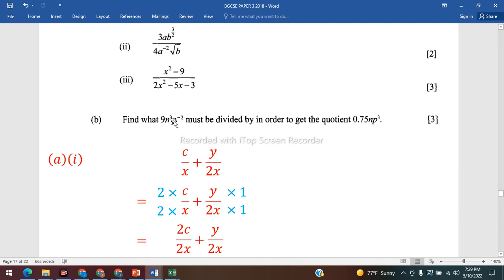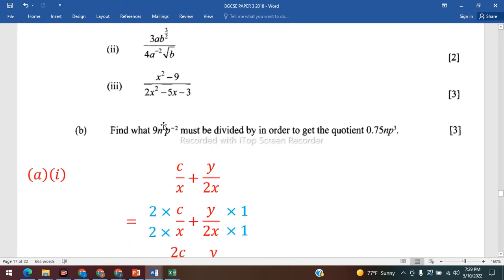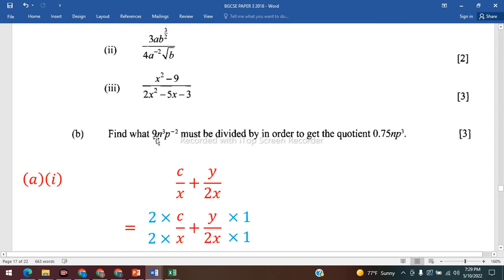So it says find what 9n to the third power p to the negative 2 must be divided by in order to get the quotient 0.75 n p to the third power. So they're saying what must we divide this by to get 0.75 n p cubed? Any quick guesses? What could we divide this by to get 0.75 n p cubed?